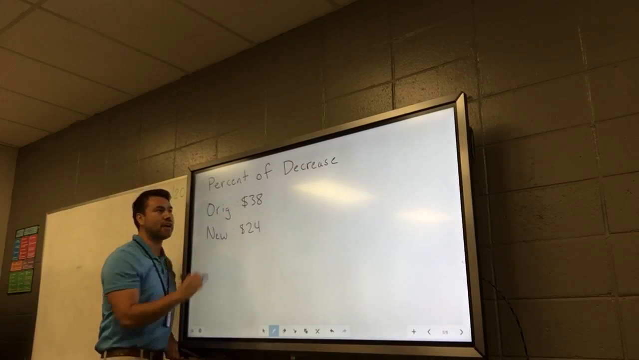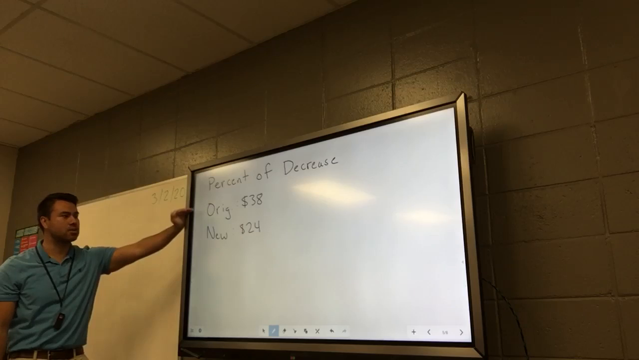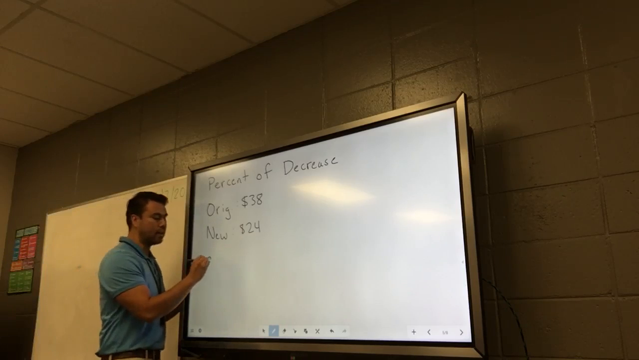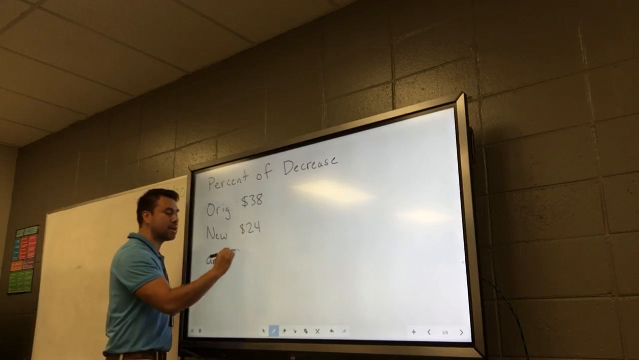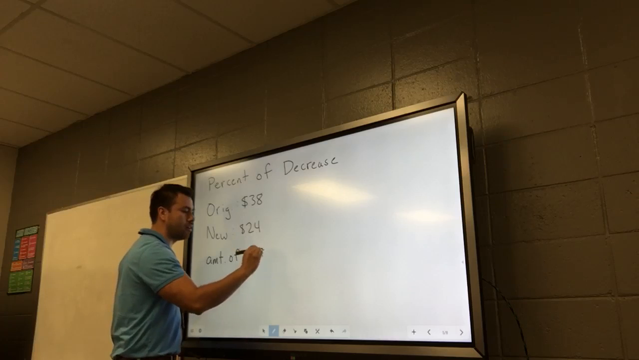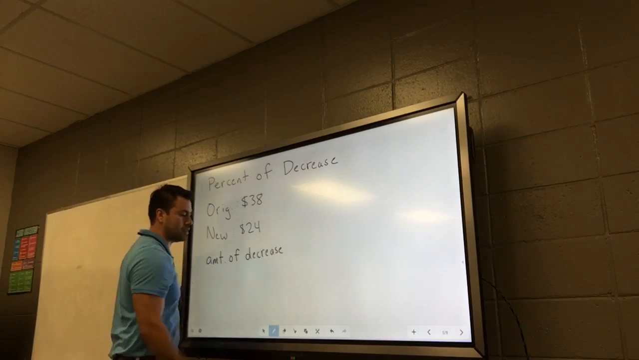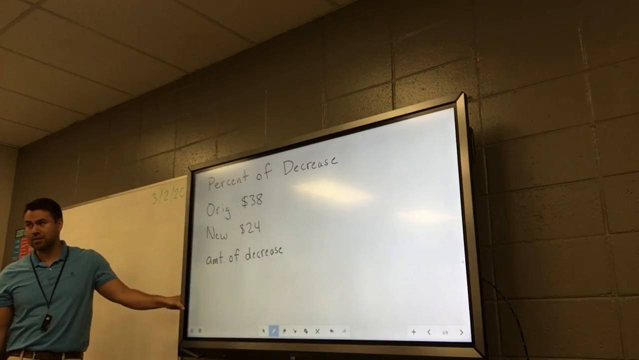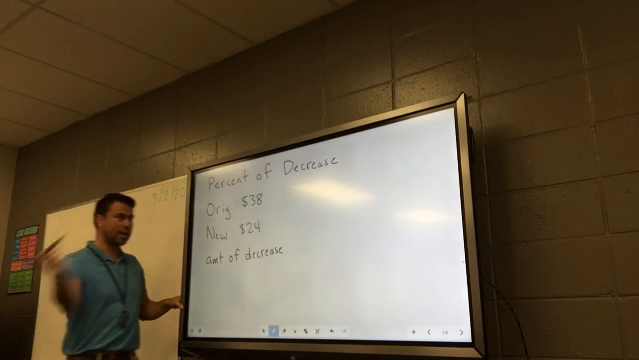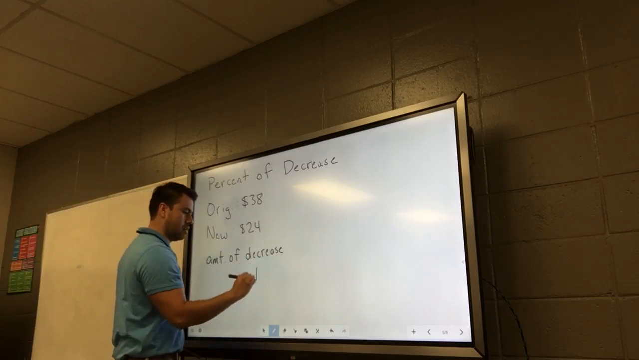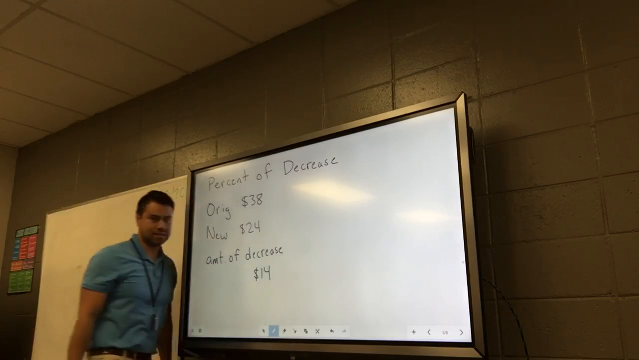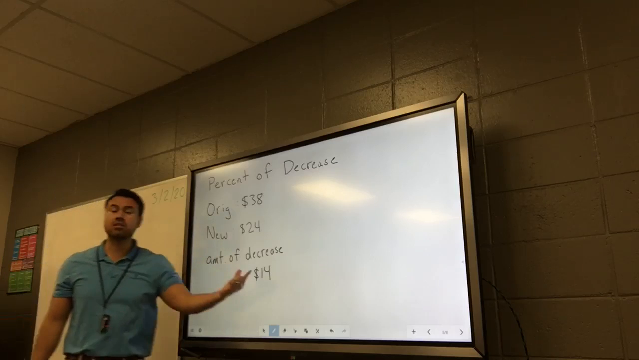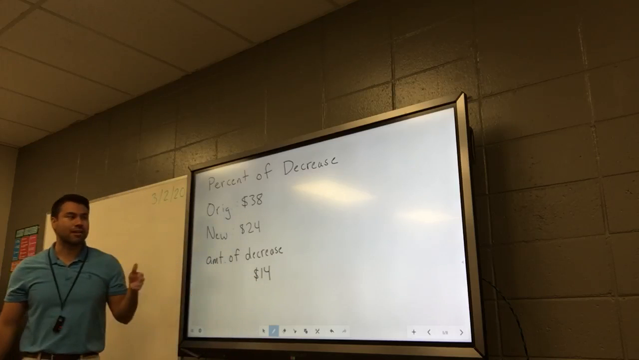I had to first find out, if the original was $38 and the new amount was $24, what is the amount of decrease this time? That's all I'm looking for. So what do you do with those two numbers? You're trying to find a decrease. Subtract. So it's 38 minus 24, $14. That's how much it went down. Does that make sense? That's the amount of decrease.